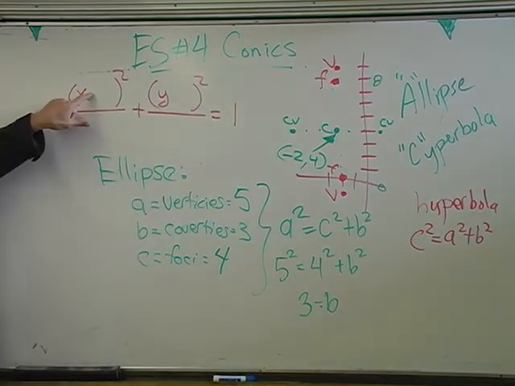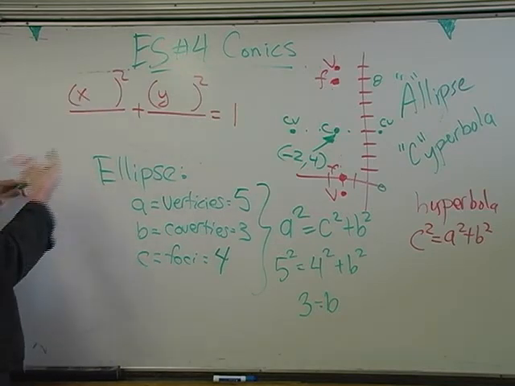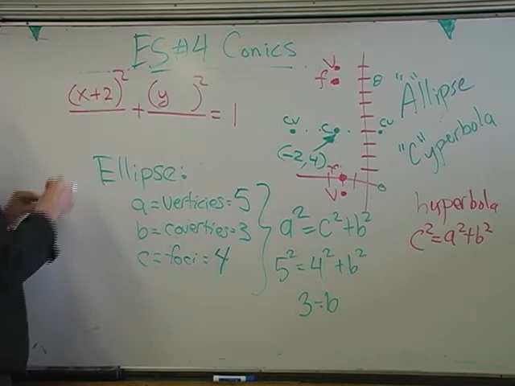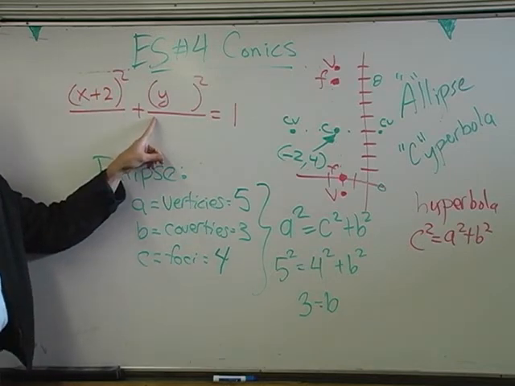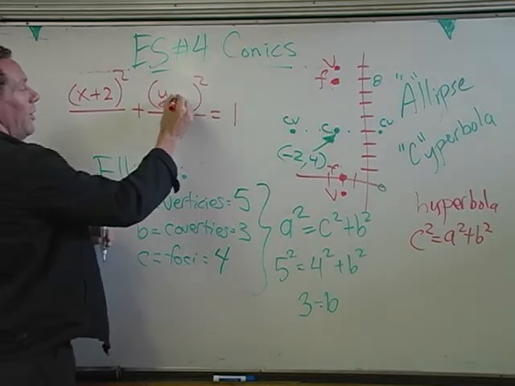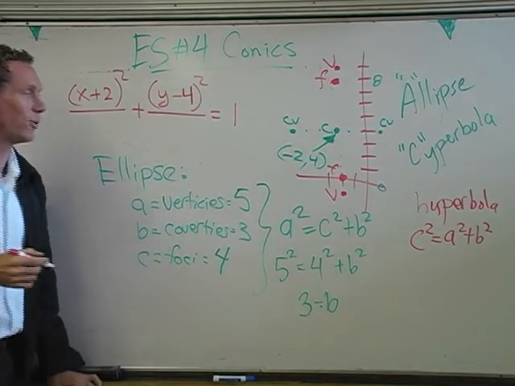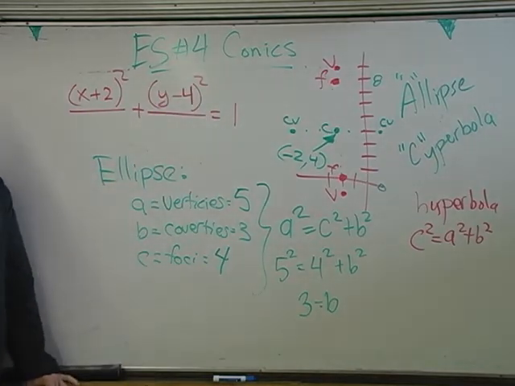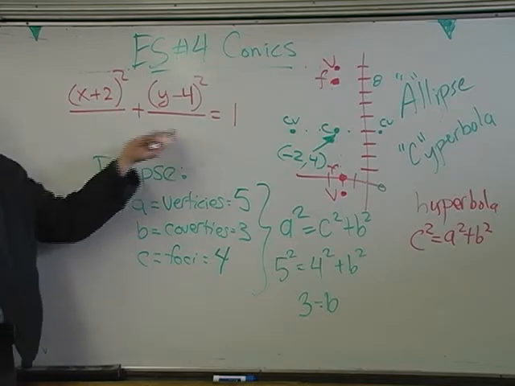So we're going to have x plus 2, and we're going to have y minus 4. Great. All right, now here's what gets really confusing, which goes under which.